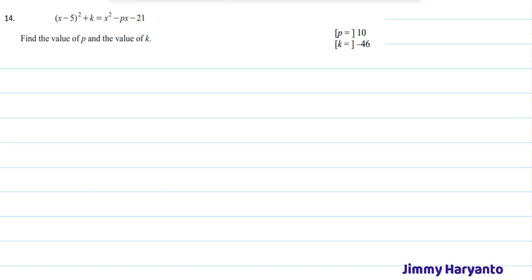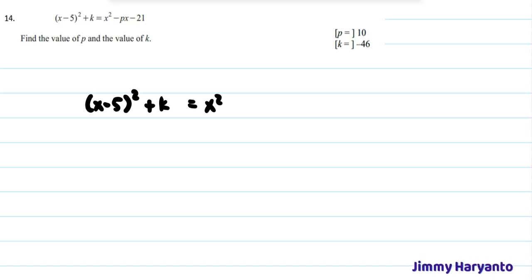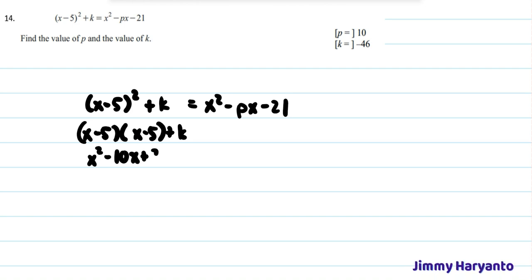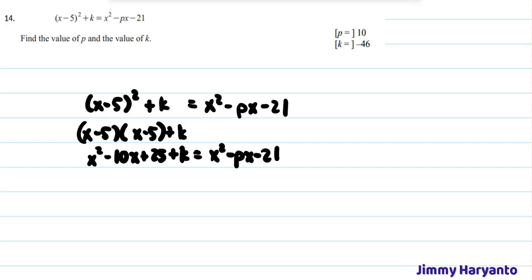Next is 14. To solve the equations, you only have to expand the x plus 5, guys. So x squared minus 4 minus px minus 21. And then you expand this, you'll have x minus 5 times x minus 5 plus k. You'll have x squared minus 10x plus 25 plus k equals x squared minus px minus 21.